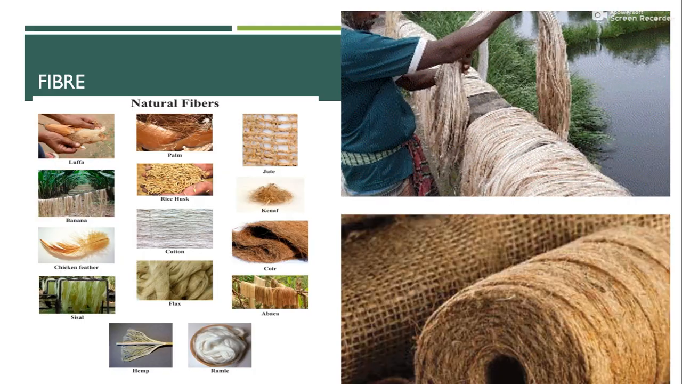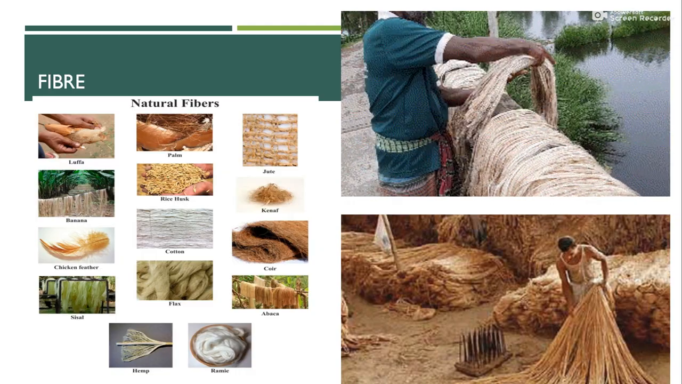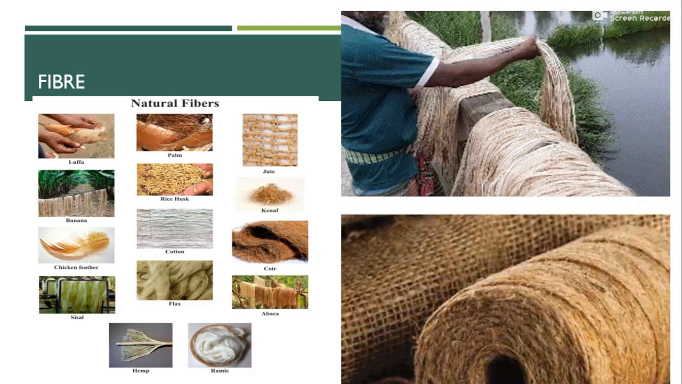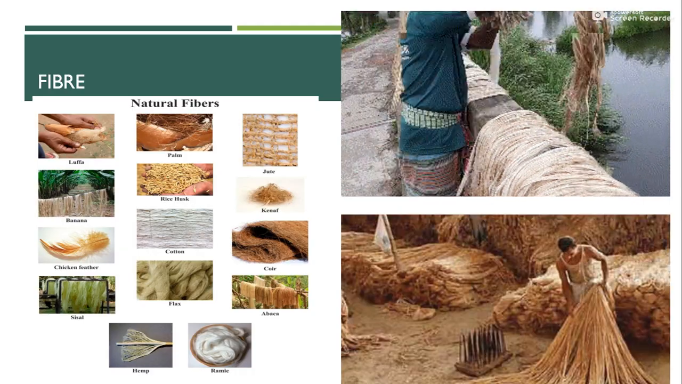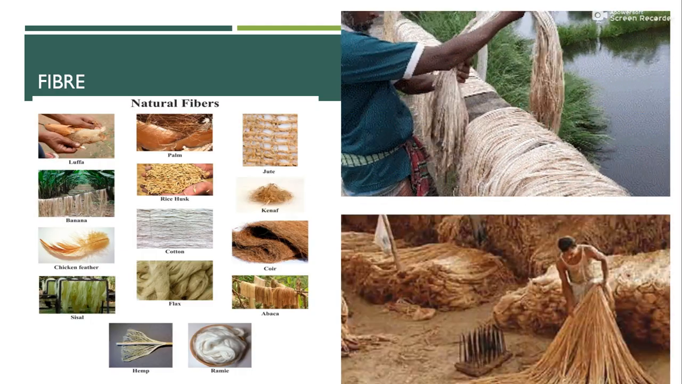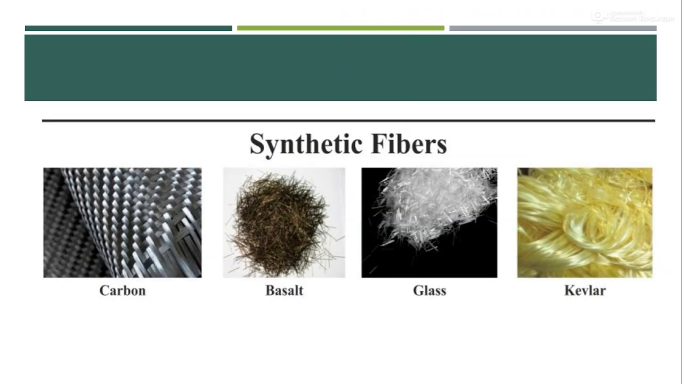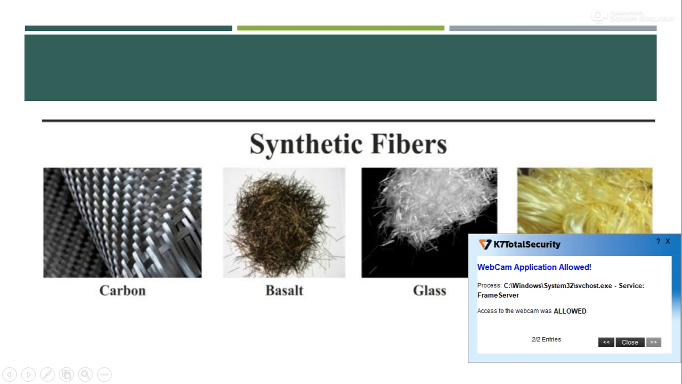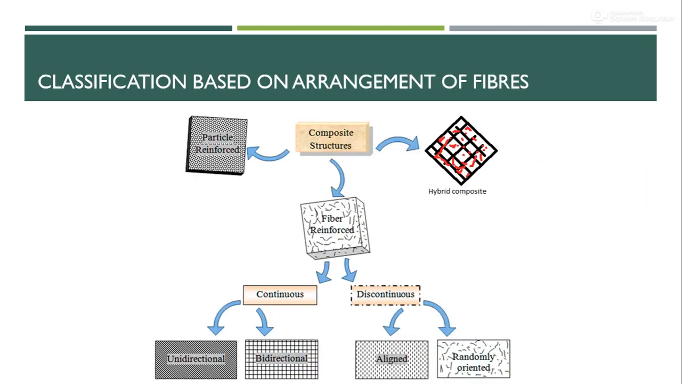So what are the fibers? We have natural fibers and also artificial fibers. What are the natural fibers we have? Loofah, palm, jute, rice husk, kenaf, banana, chicken feather, cotton, coir, abaca, flax, sisal, and many more things which we can extract from nature. We consider these natural fibers. The fibers which we manufacture in the industries, we consider synthetic fibers. Here we have carbon fiber, basalt fiber, glass fiber, and Kevlar fibers.